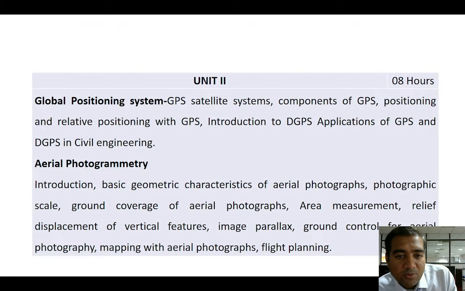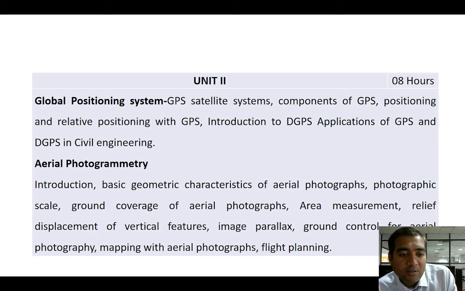Coming to unit 2, you are going to learn about the Global Positioning System, popularly known as GPS. I hope all of you are aware of GPS. Nowadays every cell phone has GPS sensors, right? With the help of GPS sensors, how we can get the data, how GPS gets the information from the satellite, and how it calculates the current location of the user, all of that you are going to study along with the principle of GPS. You are going to study the applications of GPS as well as DGPS in the civil engineering sector and other sectors also.